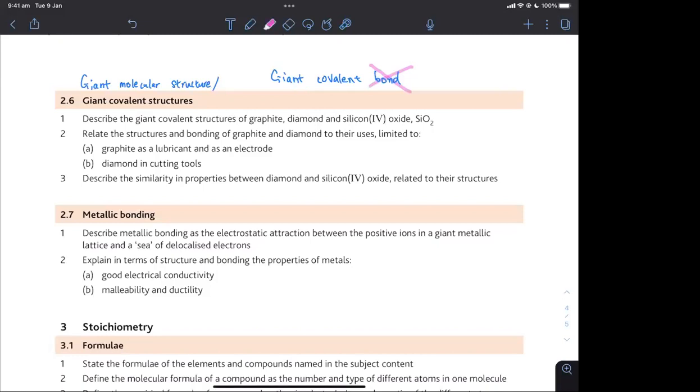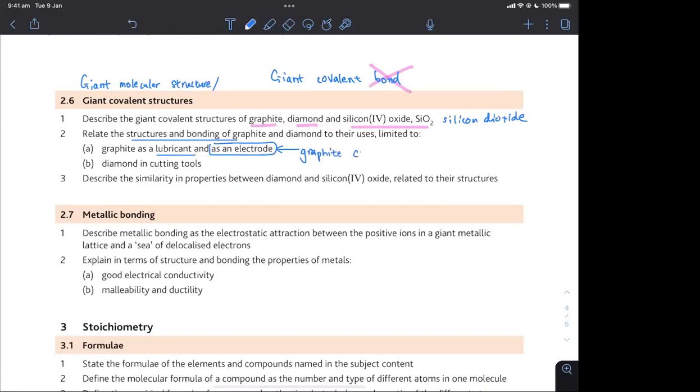Now there are 3 case studies: graphite, diamond, and silicon 4 oxide. Don't worry too much about the number here. This is also known as silicon dioxide. So these 3 structures, you need to know each and everything about, because they come under giant covalent structure. The first thing that comes to your mind is giant molecular or giant covalent structure. I already mentioned graphite and diamond briefly. I'll talk more about SiO2. There is the relationship between structure and bonding. So you use graphite as a lubricant because you just need to overcome the weak van der Waals between the layers. They mention it as an electrode here. That's because graphite can conduct electricity.